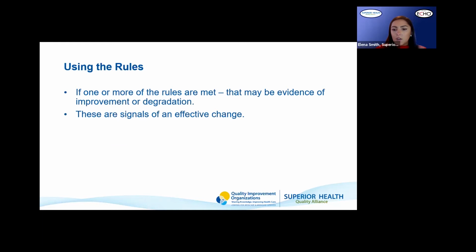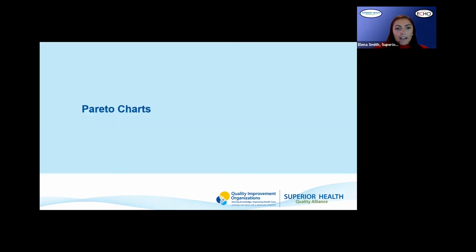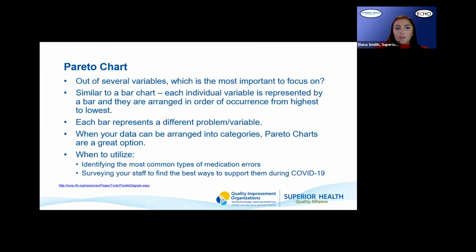So run charts are something that you can utilize within that PDSA cycle. You can reference these rules to see if you have any of those changes, and they're things that you can do without having a heavy analyst background. The last one I'm going to go into is the Pareto chart. A Pareto chart helps you identify the areas that will matter most to and make the biggest impact on your organization. What they look at is, out of several variables, which is the most important to focus on.